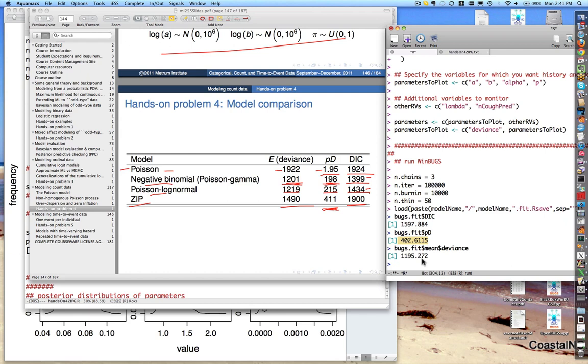So the net result is that our deviance information criteria jumps up to 1598, so about 1600 compared to about 1400. So the negative binomial still is the winner after we do that. But I guess the main point I was showing is that doing a zero inflation on any of these models is quite feasible and fairly easy to implement inside WinBUGS.